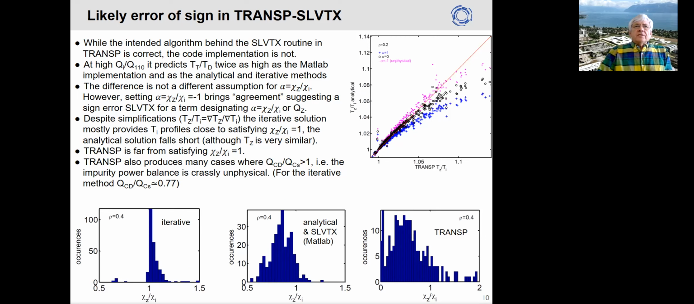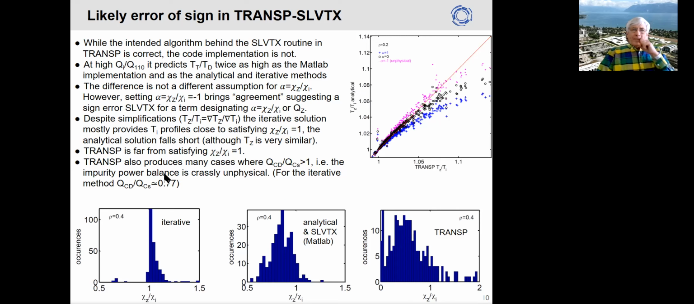Another test is to see whether the results of the code, when they reconstruct the profiles, if the ratio of the diffusivities is really 1 as intended. And you can see that with the iterative solution, it is quite close to 1, despite a simplification, which was to assume that the ratio of the temperatures is equal to the ratio of the gradients. In the analytical solution, we deviate from this, so we are typically below 1. And TRANSP does the worst. It's all over the place.